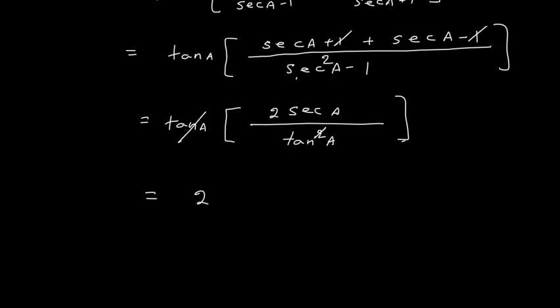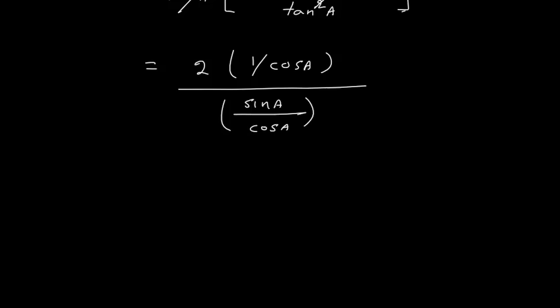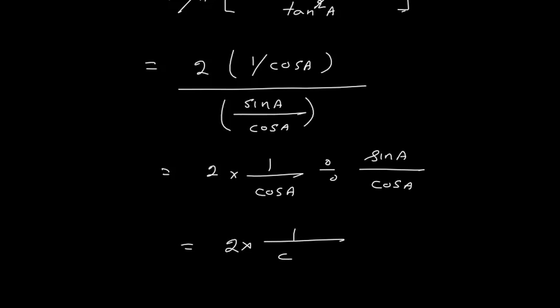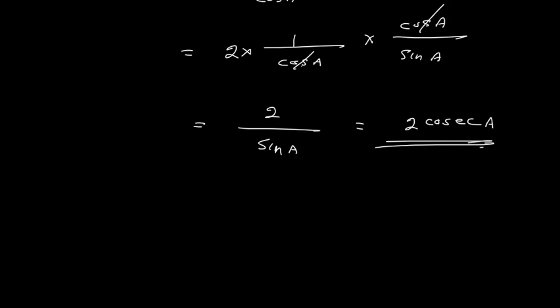So this is 2. Sec A you can write as 1 upon cos A, and this denominator tan A, you can write sin A upon cos A. So this is 2 into 1 upon cos A, divided by sin A upon cos A. So you can say that this is 2 into 1 upon cos A into cos A upon sin A. This cos A and this cos A cancel, and this is 2 upon sin A, which is 2 times cosec A. Simple. Okay.